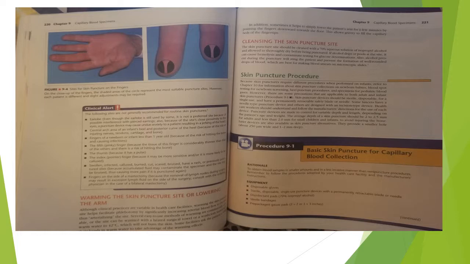Central arch area of an infant's heel and the posterior curve of the heel, because of the risk of injuring nerves, tendons, cartilage, and bone. Fingers of a newborn or an infant less than 1 year old, because of the risk of hitting the bone and causing infections. The fifth pinky finger, because the tissue of this finger is considerably thinner than that of the others and there is a risk of hitting the bone. The thumb, because it has a pulse. The index or pointer finger, because it may be more sensitive and or is more likely to be callous.